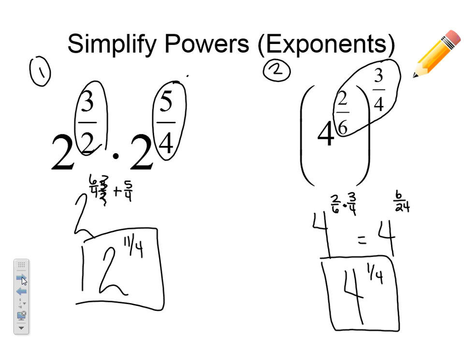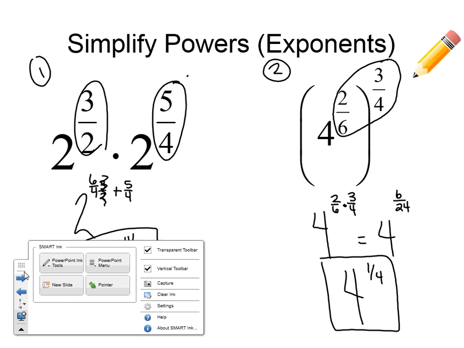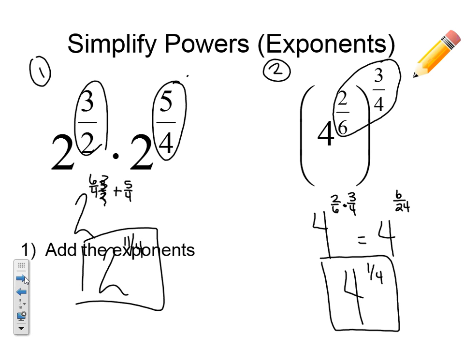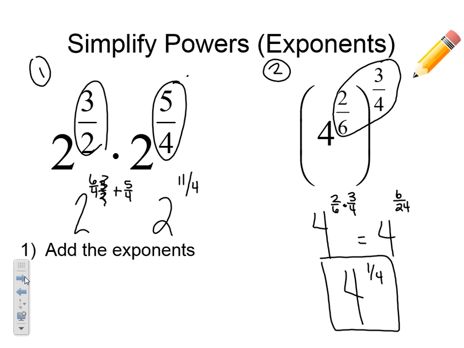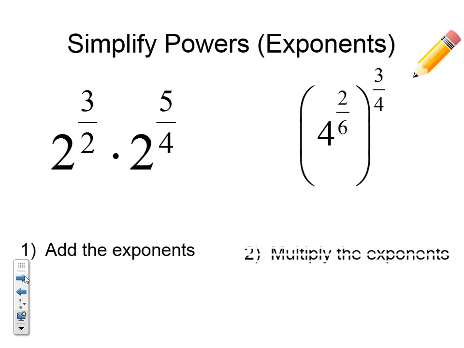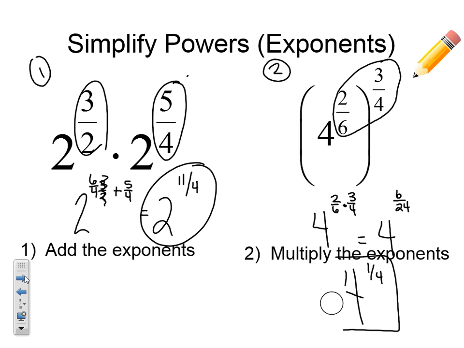So as a reminder, on the bottom of those two squares, let's write down what we did. We added the exponents here on this first example. So maybe somewhere in that box, write a little reminder. We had 2 to the 11/4 as our final answer. We added the exponents, and then what did we do here on our second example when we ended up with 4 to the 1/4 power? That's when we multiplied those exponents. So in your little box on your notes, write that little shortcut in there to remind yourself what it is that you did.